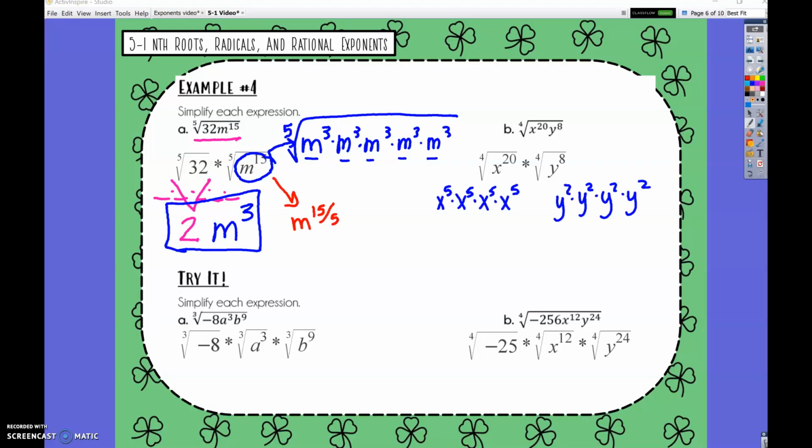Now, that's a lot of rewriting. Could you use the power over the root idea? Remember, my 15 is the power, my root is the 5. 15 divided by 5 comes out to 3. So I have rewritten each of these, x to the 20th and y to the 8th, out for this part B, but could I not write this as x to the 20 over 4 and get x to the 5th? Or y to the 8th over 4, which is y squared? This would be my final answer.